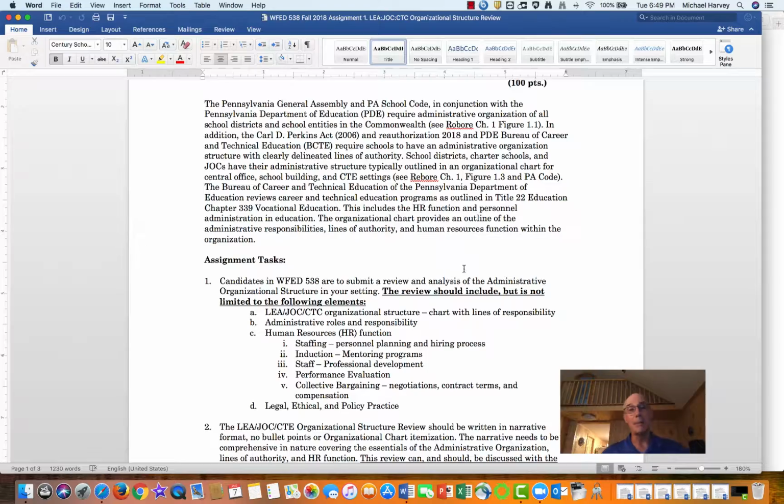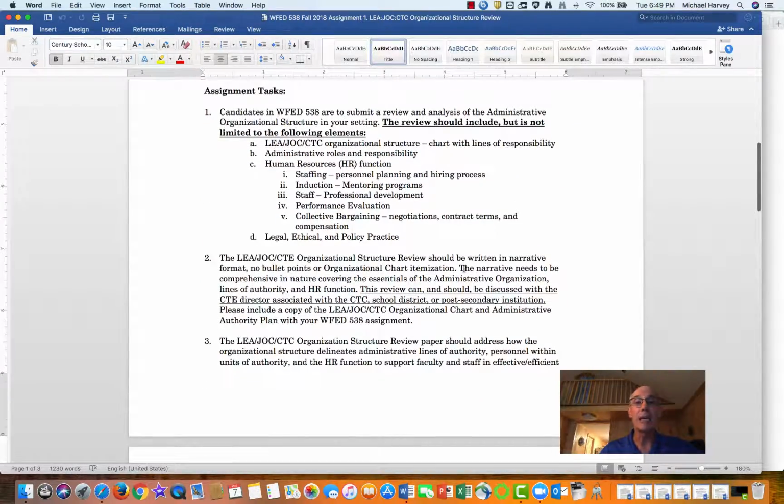This particular assignment, I'm interested in having all candidates review the structure of what is happening with administrative organization and who is responsible for what, including the HR function. This should be done in a way that it includes CTE organizational structure, a chart that delineates responsibilities, roles, and tasks. This includes the administrator's roles and the responsibility for those functions within the school organization.